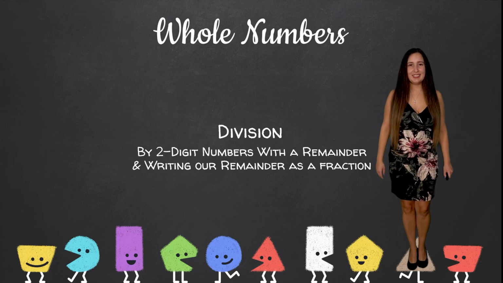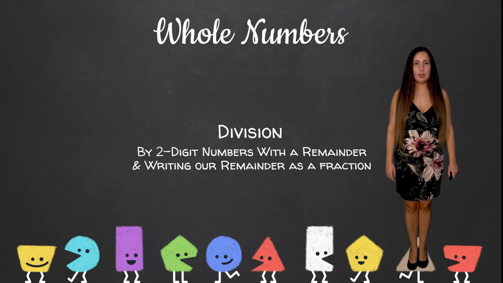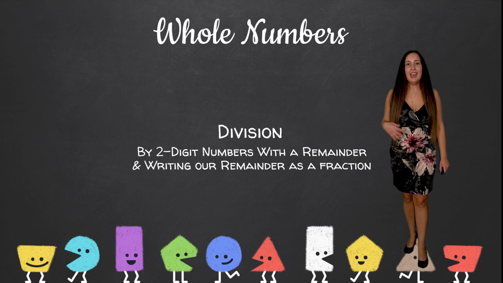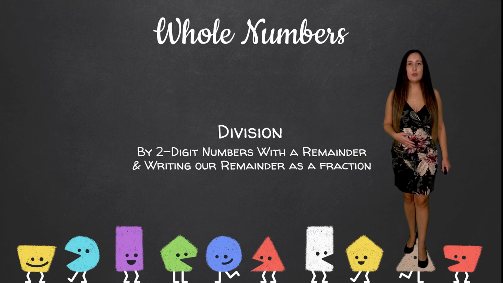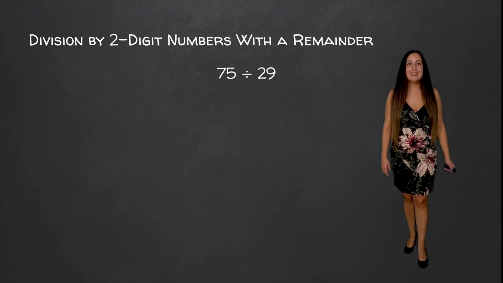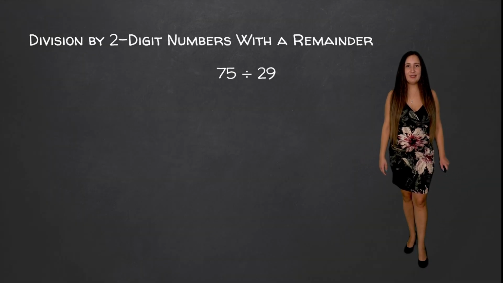Hello mathematicians. Today we're going to be learning about whole numbers, more specifically how to divide by two-digit numbers. In this video, once we divide, we will get a remainder, but we'll also learn how to write our remainder as a fraction. So, to get us started, we have 75 divided by 29. And we're going to set this up using long division.